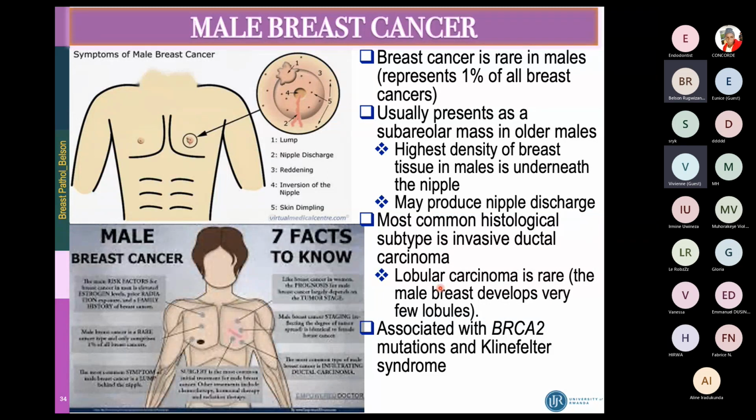So they present with a subareolar mass in older males. The high density of breast tissue in males is underneath the nipple. That is the explanation. So they may also have nipple discharge. The most common histological subtype is ductal carcinoma. Lobular carcinoma in situ is rare because they have few lobules. As we saw on the previous slide, this is associated with BRCA2 mutations and Klinefelter syndrome.